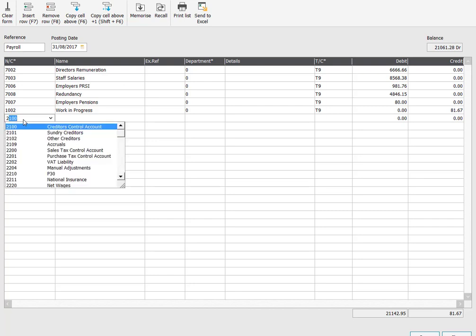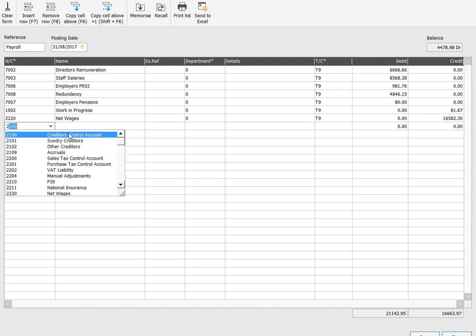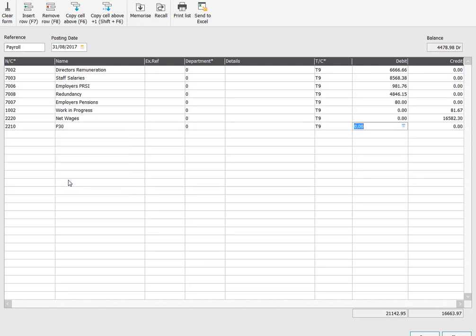Then I'm going into my twos, and I'm going to say that I owe net wages. There we go. And the amount that I owe for net wages is 16582.3. After net wages, I'm going to say that I owe the P30. And the amount that I owe the taxman is 4153.98.